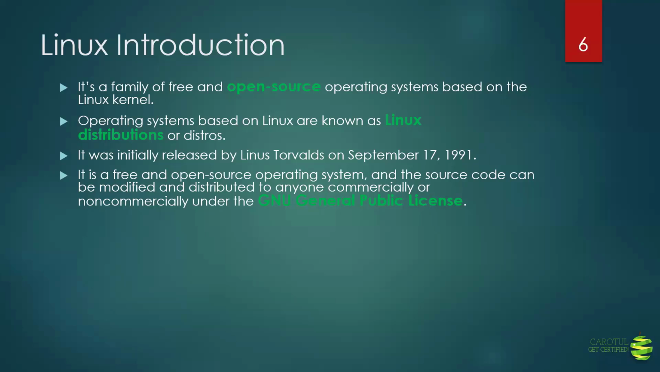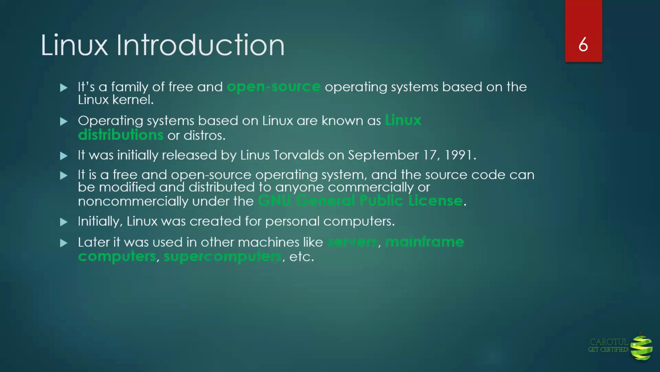And Unix was not the free software or not the free operating system. Of course, Microsoft and Apple was also not free. So this actually changed the game for them. So initially, it was created for personal computers. So Linus Torvalds was thinking we can create a free operating system anybody can download and use on their PCs. But of course, later it is used in servers, mainframes, computers or supercomputers, etc.